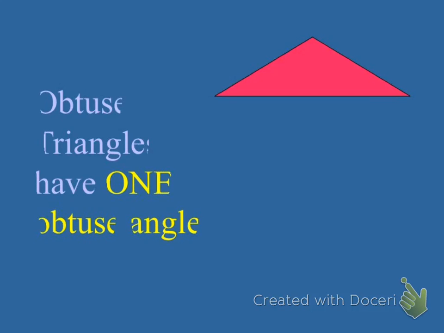Okay. When we're talking obtuse, we're talking about one obtuse angle. Obtuse is greater than 90.